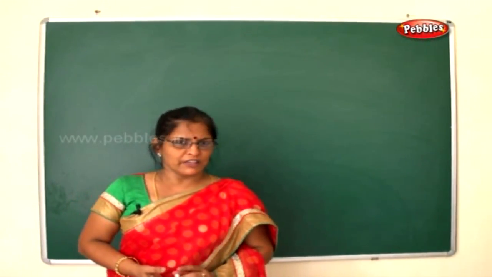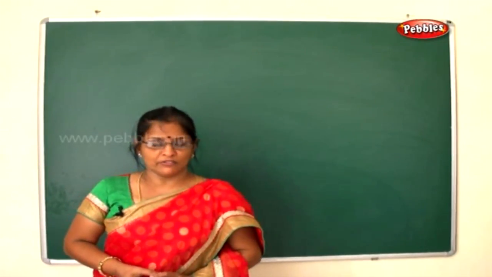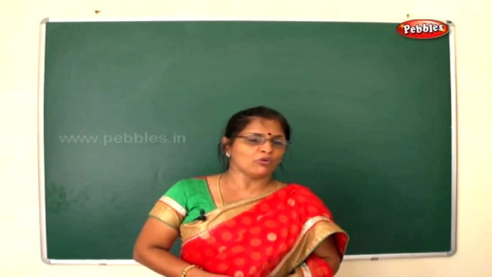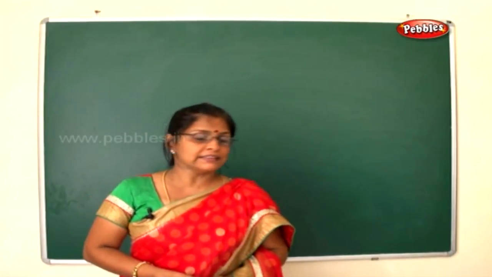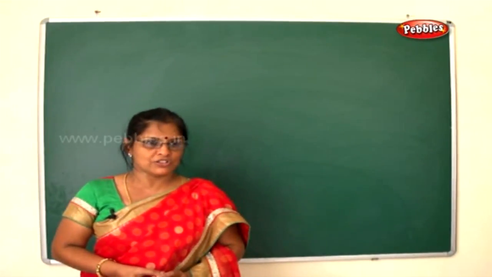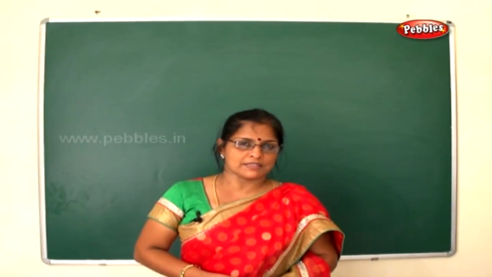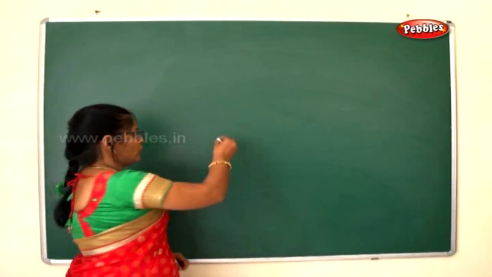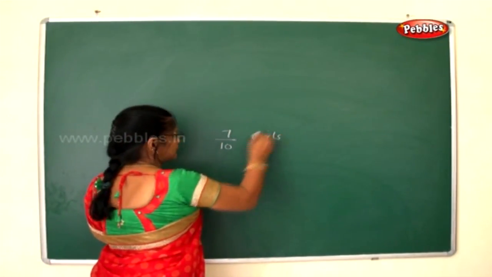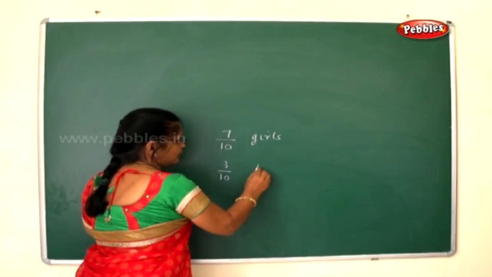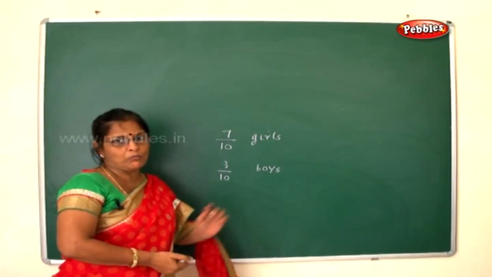So his father, Sinu, went to a shop and bought a cake. And Sinu, his mother, Lakshmi, and Gautam, all three went to an orphanage. There were 7 girls and 3 boys in the orphanage. Gautam cut the cake into 10 equal parts, and the girls got 7 by 10 of the cake, and the boys got 3 by 10 of the cake.